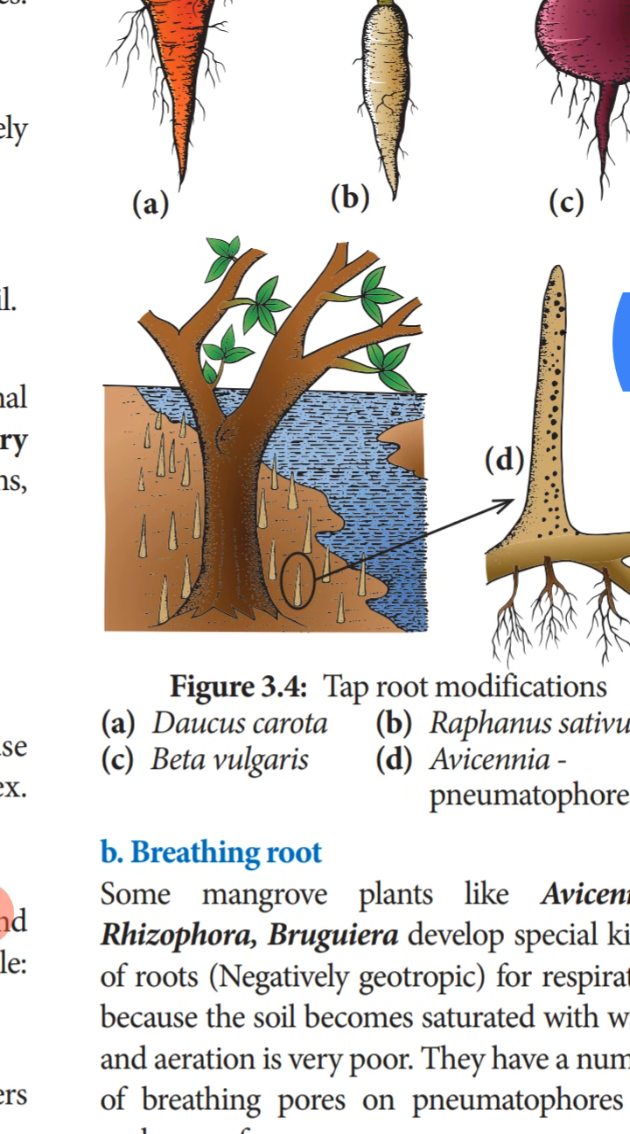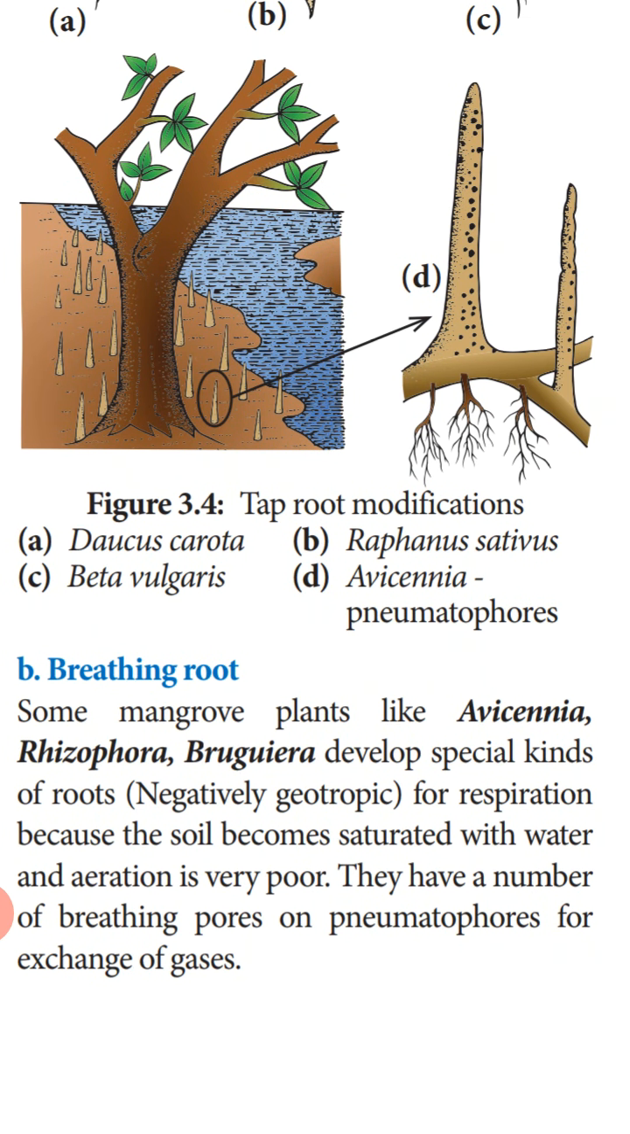Next, we are going to study the breathing roots. Some mangrove plants like Avicennia, Rhizophora, Bruguiera develop a special kind of roots, negatively geotropic, for respiration, because the soil becomes saturated with water and aeration is very poor. They have a number of breathing pores, or pneumatophores, for exchange of gases. Here you can see the example in figure 3.4.